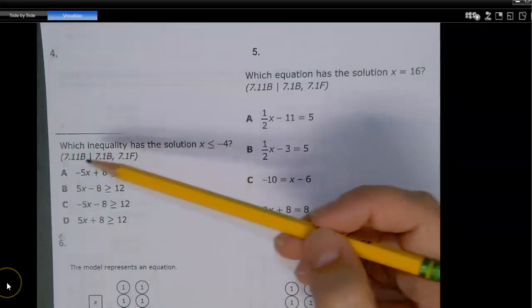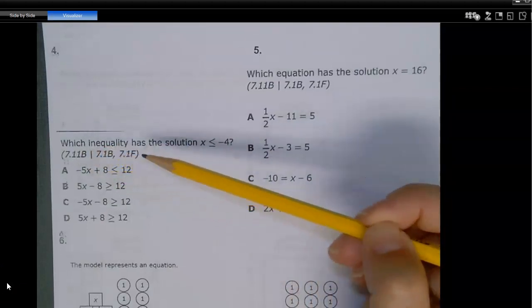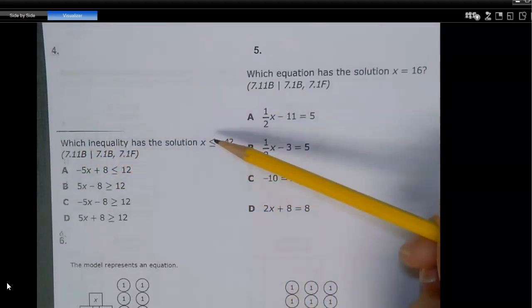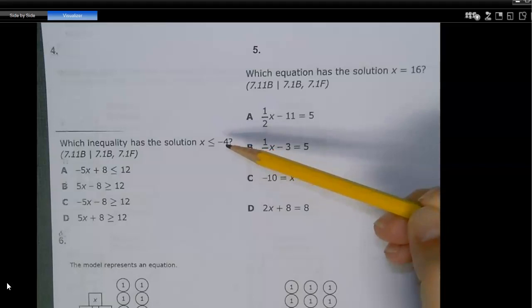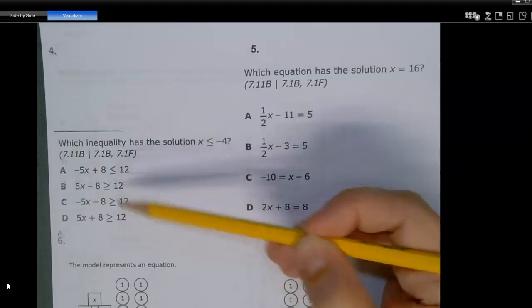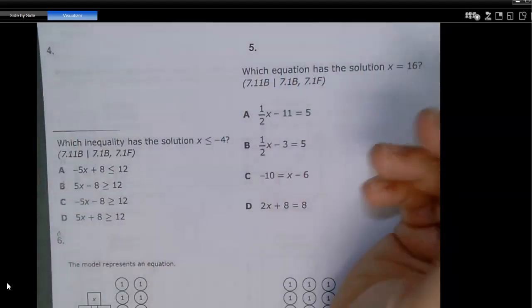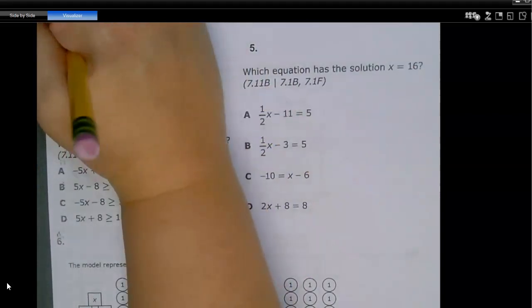All right, let's look at number 4. Which inequality has the solution x is less than or equal to negative 4? So what we're going to do in these answer choices is plug in negative 4 as a solution to these inequalities and see if the inequalities are true, okay? So we are going to do A first.